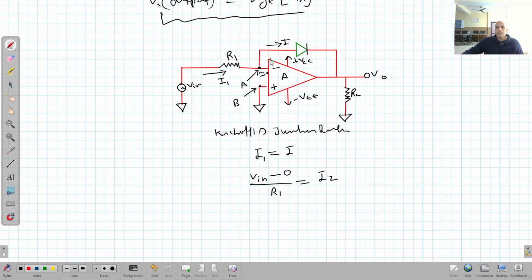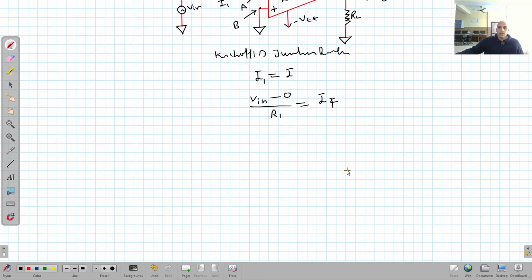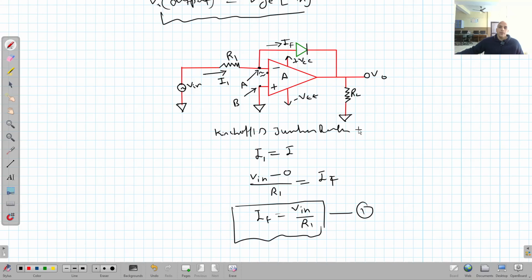IF, right? Here it also becomes IF, right? So I can say now IF is equal to V in upon R1. This is one equation. This is equation number 1, right? Now again apply Kirchhoff's rule here at this junction. Now I am applying Kirchhoff's loop rule. Clear?